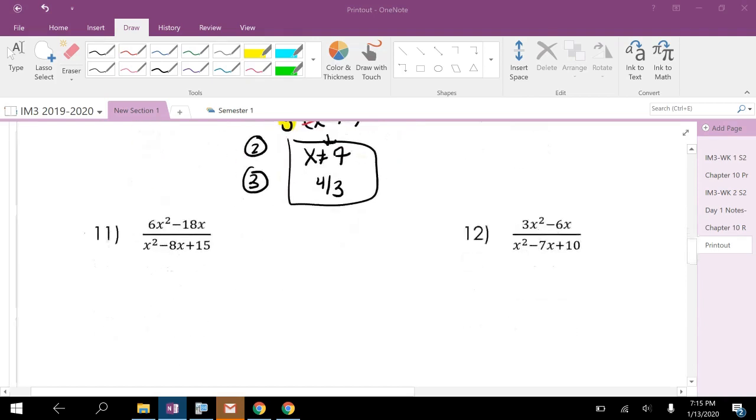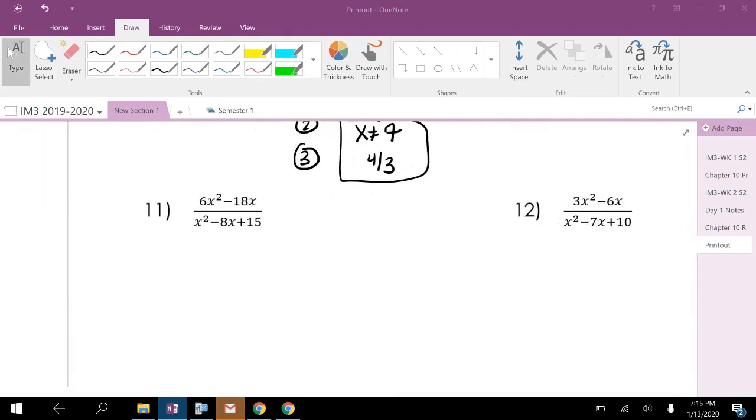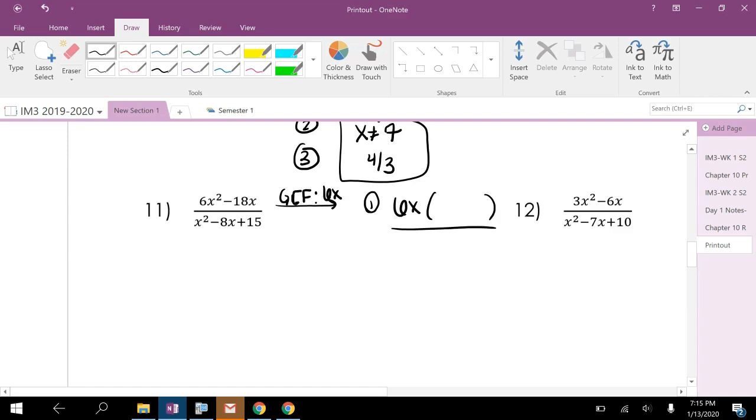Okay. This one, a lot's going on here. This one looks like it's going to be a GCF problem. So the greatest common factor between 6x squared and 18x is going to be 6x. So again, we write that 6x all the way on the outside. Right? So I divide both of these pieces by 6x, and I can see what's left over when I factor that out or divide each piece by that.